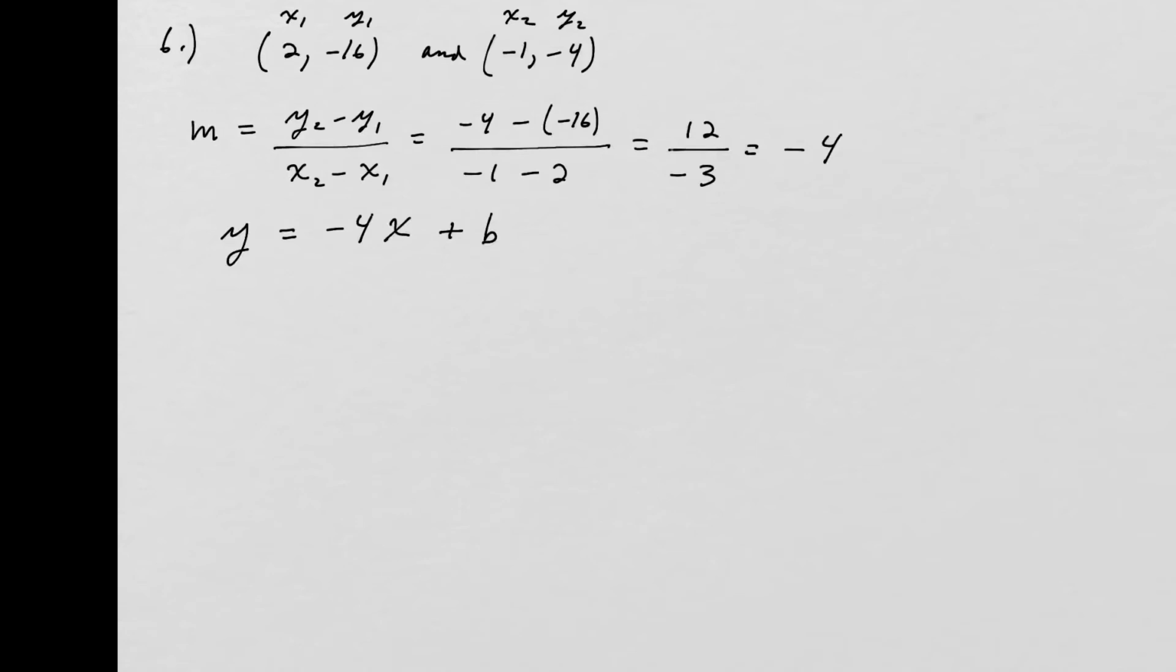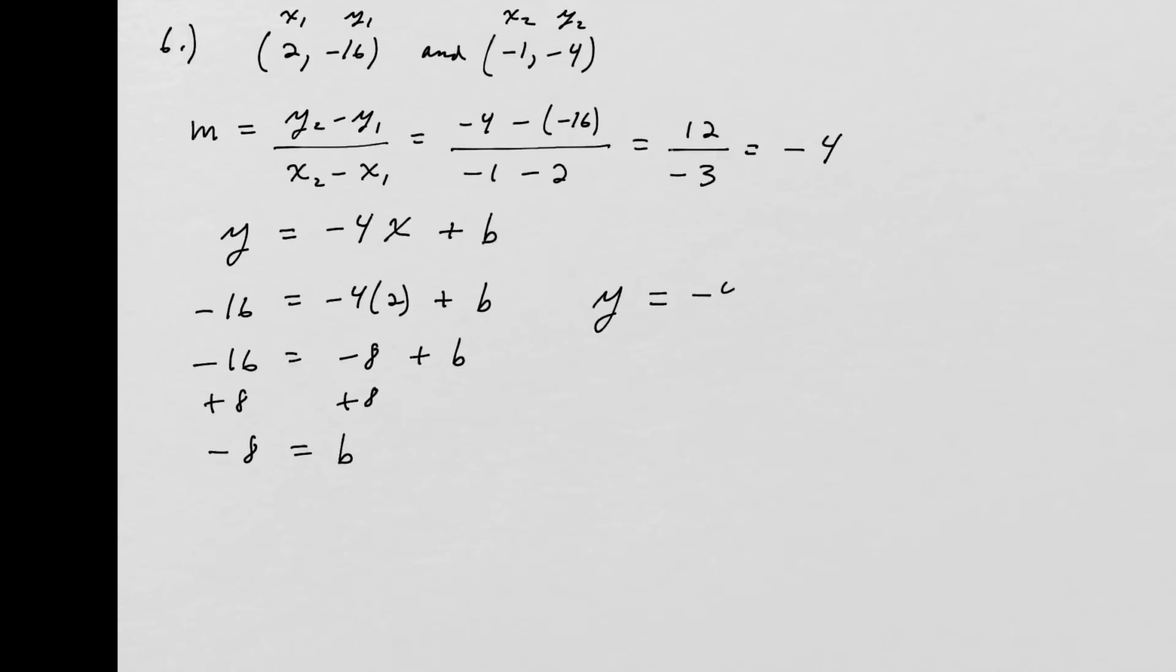So for y, I'll plug in -16. For x, I'll plug in 2. So I have -16 equals -8 plus b. And if I add 8 to both sides, then I get -8 is equal to b, right? So b is -8. So the equation of the line must be y is equal to -4x minus 8. So in this case, number 6, it should be D. D is the correct answer.